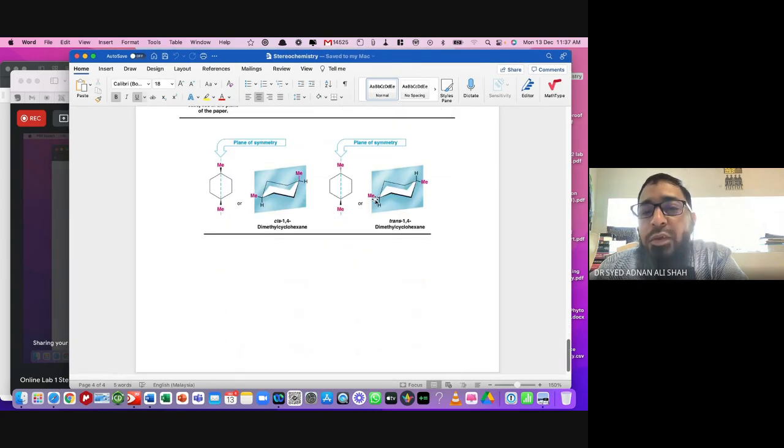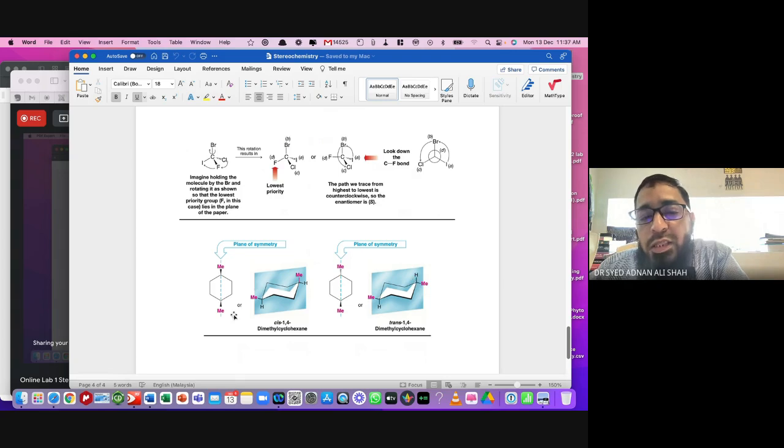In the plane of symmetry, you can see this molecule is a disubstituted cyclohexane, right? If you put a plane mirror here, this molecule has a plane of symmetry. If you put the plane, the methyl here, hydrogen here, and hydrogen here, so this one has the plane of symmetry.